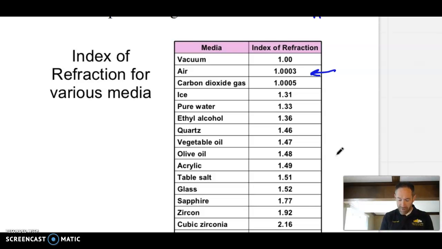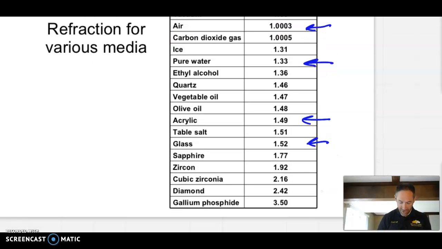Now, there'll be problems about water. That'll be a common one. And so you're going to see that 1.33 very, very often. You're going to see different kinds of plastic like acrylic. You're going to see glass, and of course people are interested in diamonds, and so you'll see diamond coming up in the problem. So all that is to say, what are these numbers?